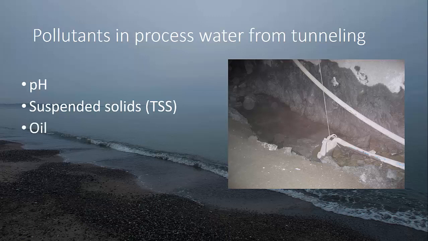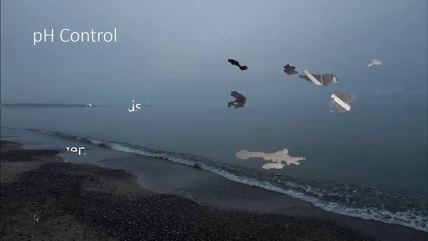Then we have oil. Well, not so much, but maybe some small hydraulic leakages and so forth, but usually in very low concentrations. And also you have nitrogen compounds from blasting. So these are the main pollutants you can find: pH, TSS, oil, and nitrogen compounds. So let's continue and see what's on the next slide.